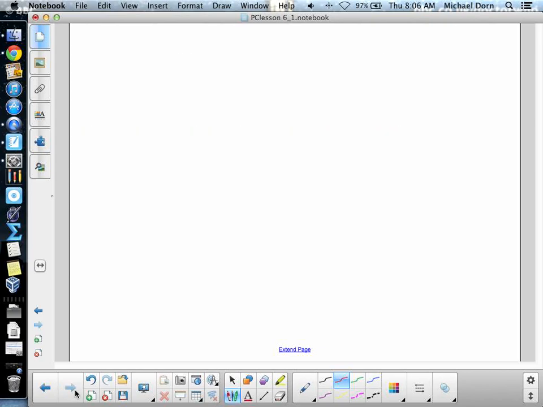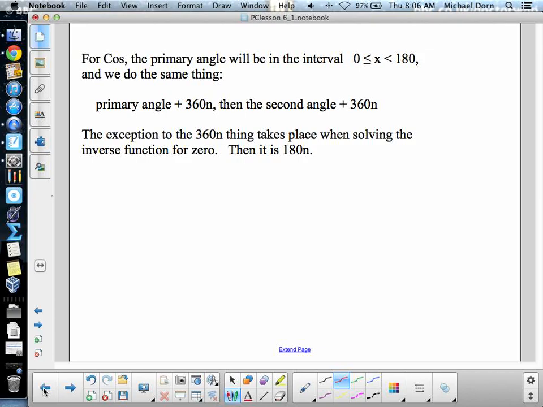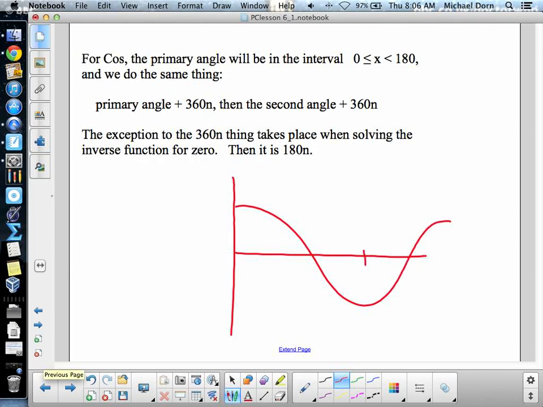And again, we could see that. We can see that from a sketch of the cosine graph, because if I look at my cosine graph, there's 180, there's 90. Between 0 and 180, again, we get the full range of the function from positive 1 to negative 1.